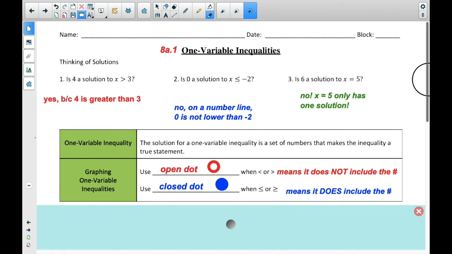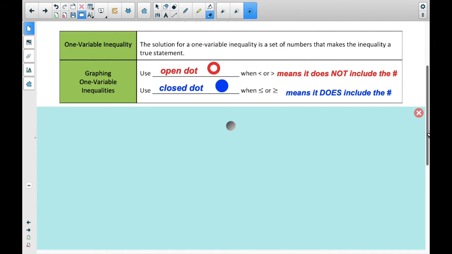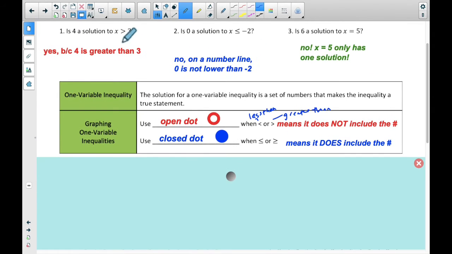Okay, let's remember our signs and how we graph these on a number line. If you're not sure, let me remind you, this means less than, and this one means greater than, and this one was less than. If it's less than or greater than, you use an open dot. That means it does not include the number. Greater than 3 does not include 3. It might be 3.1, but it does not include 3. And so we put an open dot there.